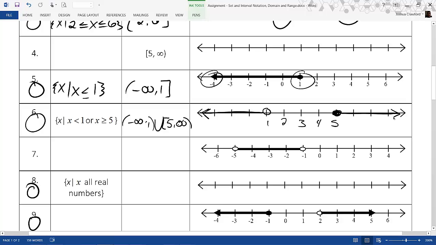All right. Now number 8, real simple. We have x such that x is all real numbers. So if you all remember correctly, that's just going to be negative infinity to infinity. And there is your interval notation. So now on the graph, it's going to be even easier because negative infinity to infinity is just arrow to arrow. And that's it.